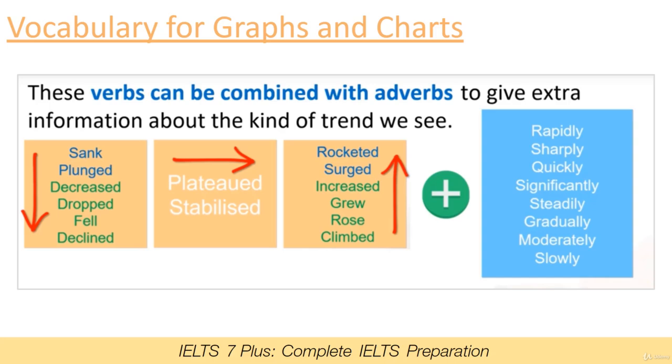And of course, we have the trend of increasing: rocketed, surged, increased, grew, rose, and climbed. Of course, we're all in the past tense here. And we can pair this with the adverbs in the blue box on the right. And we go from a really quick, a huge change, rapidly, all the way down to just a small change, slowly. So really important that we have a good understanding of all this vocabulary. And it's super useful when we're writing too. It might be wise, if you haven't done this in IELTS Writing 7+, to bookmark this now and have a go at using it in your writing too.